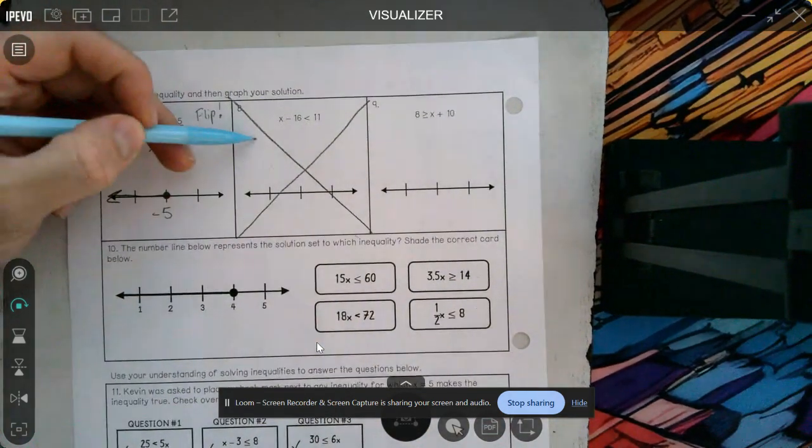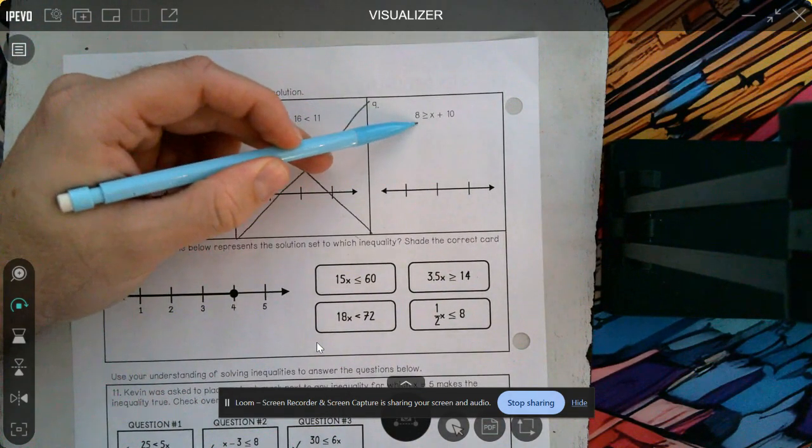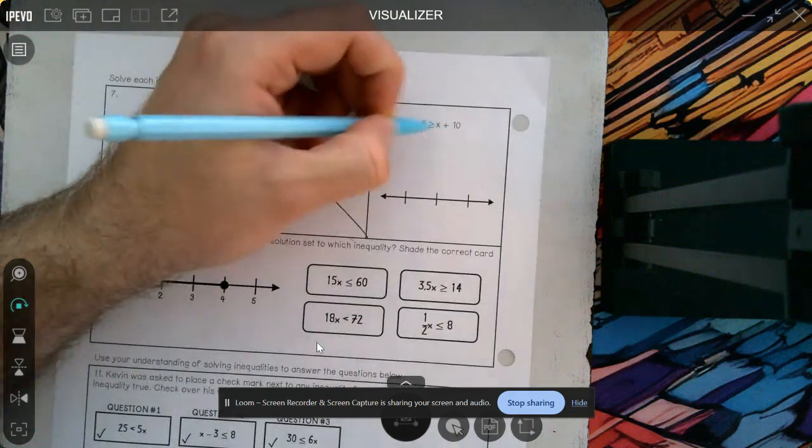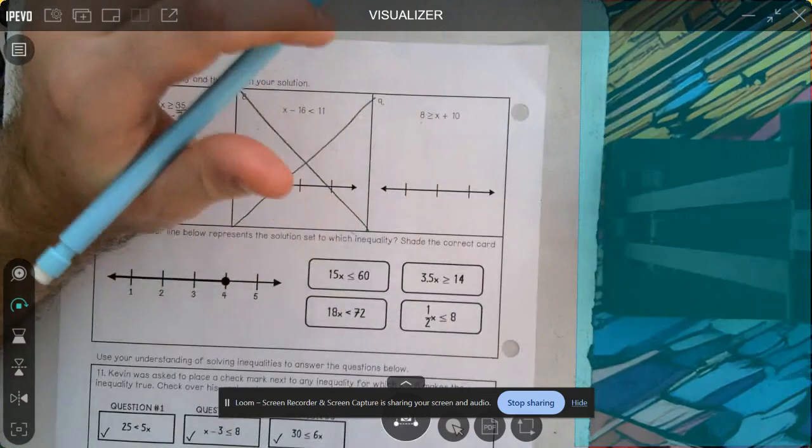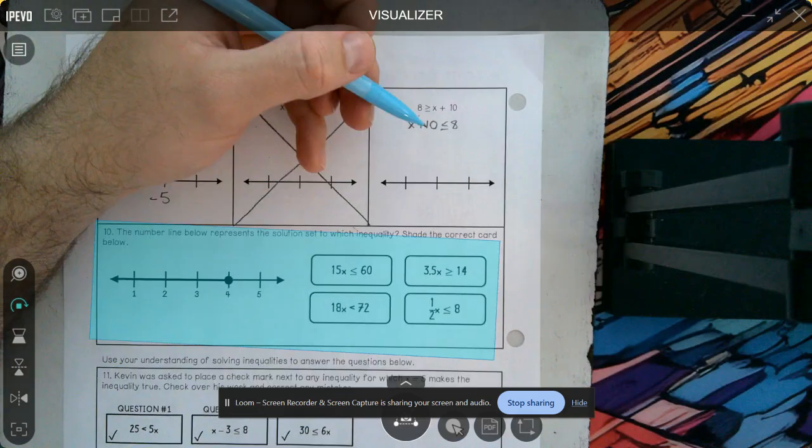Okay, we're going to skip number 8. I want you guys to try number 9. You're going to have to rearrange, move your x to the left side. Okay, I'm going to pause the video and give you an opportunity to try it.